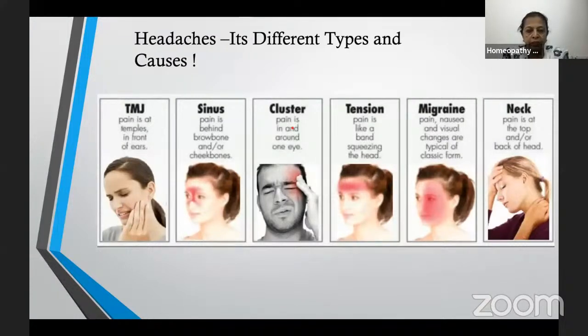Now, what is headache? Headache is a pain around the head. It may be anywhere, maybe in front or sides or behind or whole head. In life, everybody has suffered headache at least once in their lifetime. Now, we should know what are the causes of headache. If you know the causes of headache, then you can give the proper treatment.